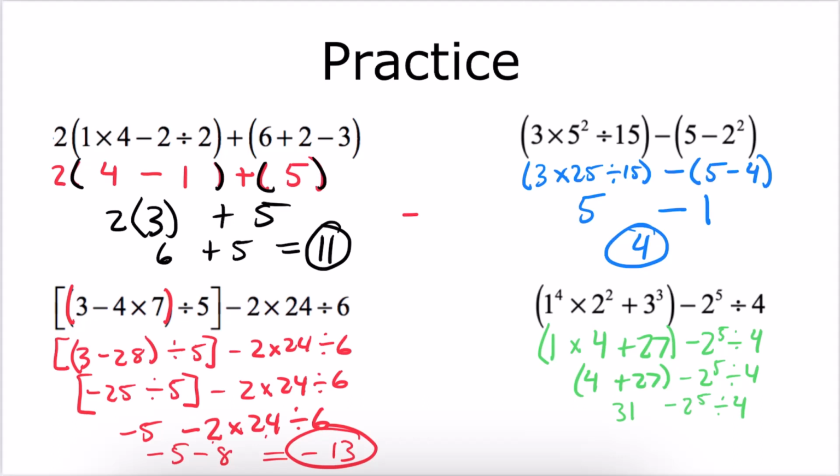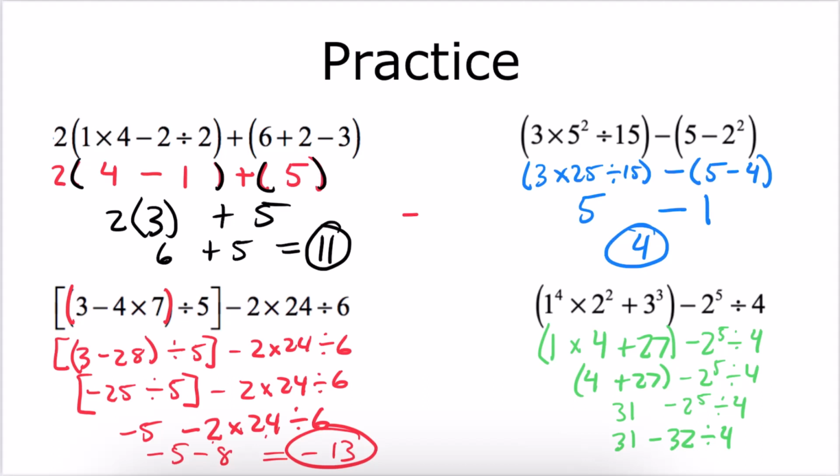So now that my parentheses are taken care of, now I need to do the order of operations on the entire expression. So I have exponents, so I'll do 2 to the 5th, which is 2 times 2 is 4, times 2 the third time is 8, times 2 the fourth time is 16, and times 2 the fifth time would be 32. So I end up with 31 minus 32 divided by 4.